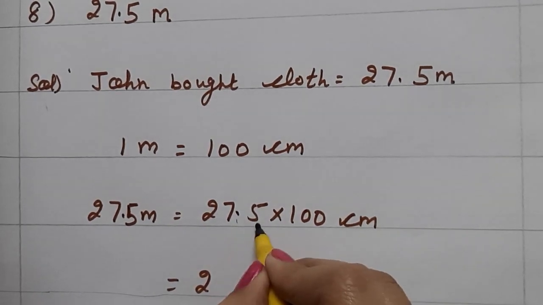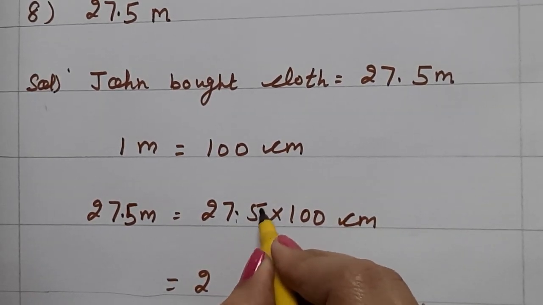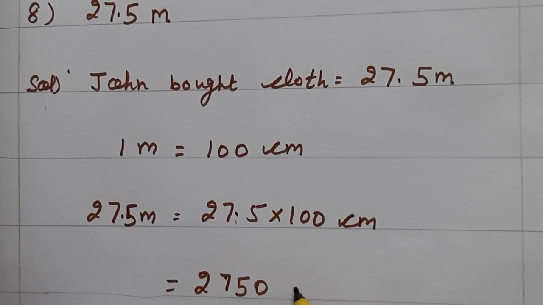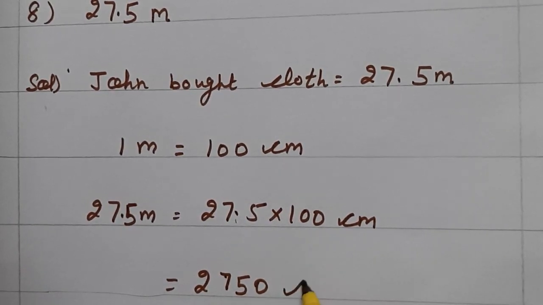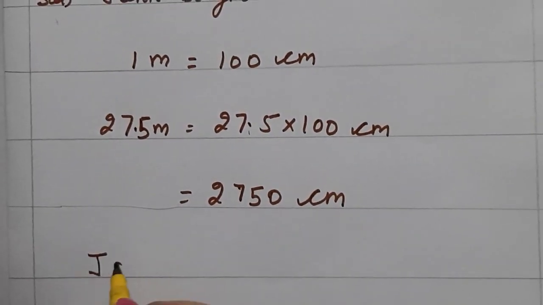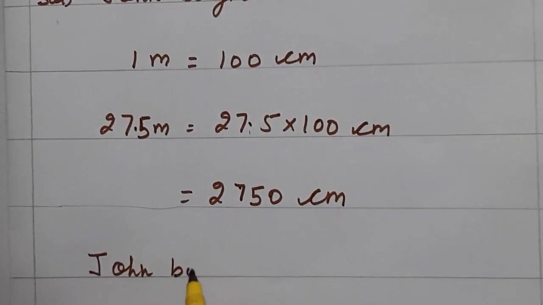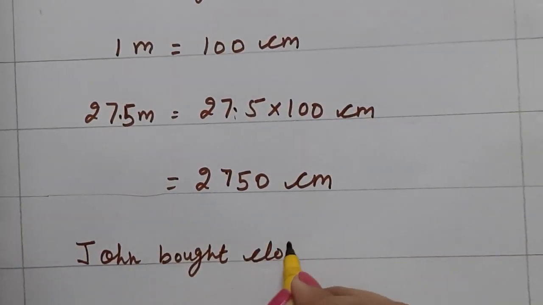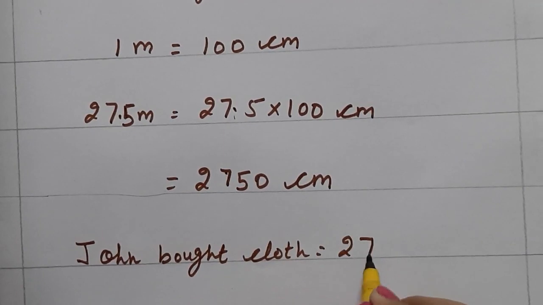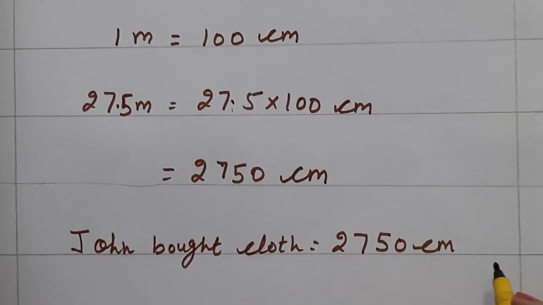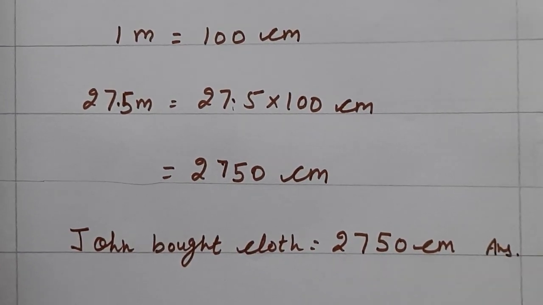Shift the decimal 2 places forward. 1 digit is given, 1 zero you will put. 2750. 2750 centimeter. So John bought cloth is equal to 2750 centimeter. Right? It is your answer.